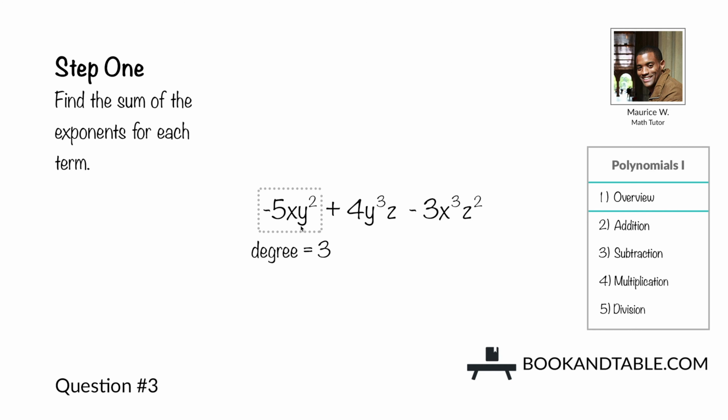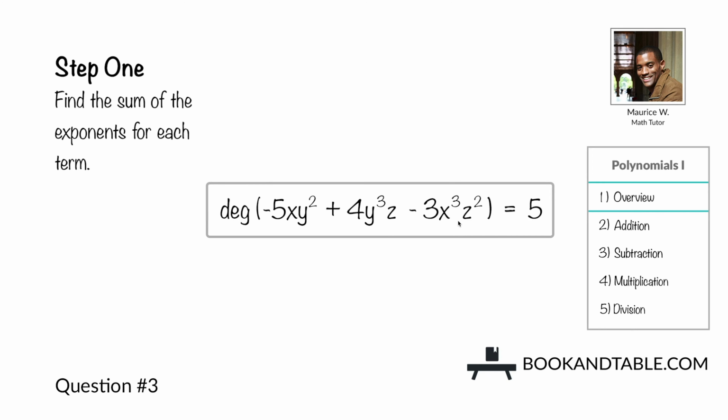So we have a degree of 3, a degree of 4, and a degree of 5. So the degree of the entire polynomial is equal to 5.